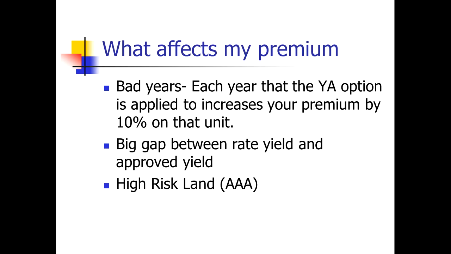What affects my premium? This is something that most people don't understand as to why, when you look at our quote sheets, some of your units might have astronomically higher premiums than the rest of your farm. Part of it is if you had multiple bad years, let's say you'd seeded a lot of recrop just in one spot during the drought years and you kind of quit, so your yield's never been built back up. That would be one way that your premium would increase. A big gap between your rate yield and your approved yields, that's how that happens. It's the bad years that are plugged in there. And then high risk land.